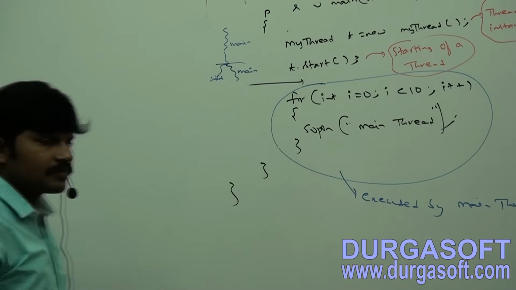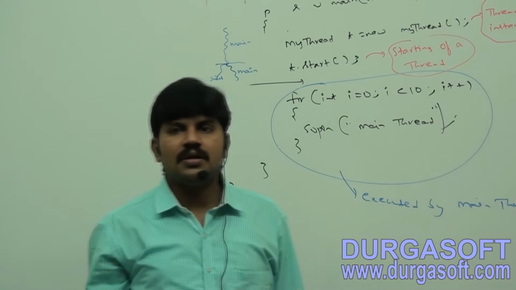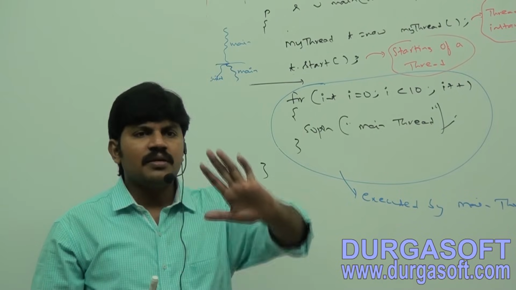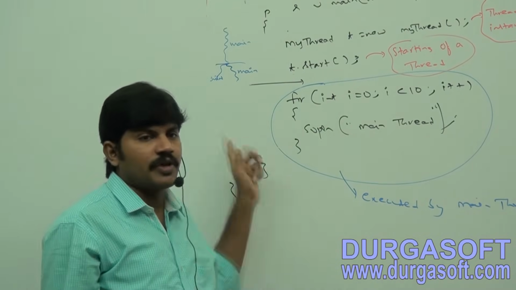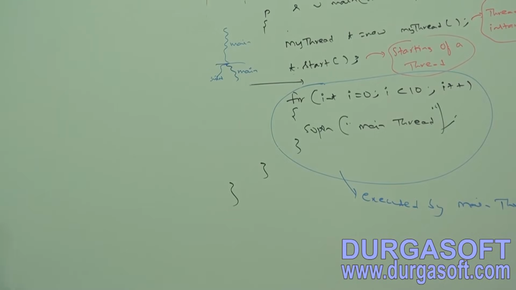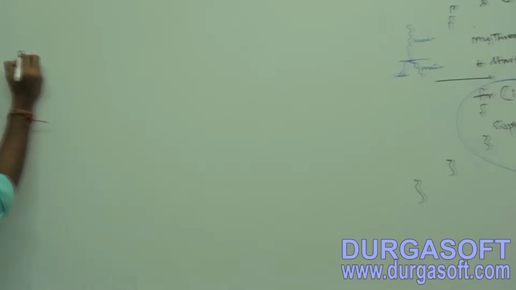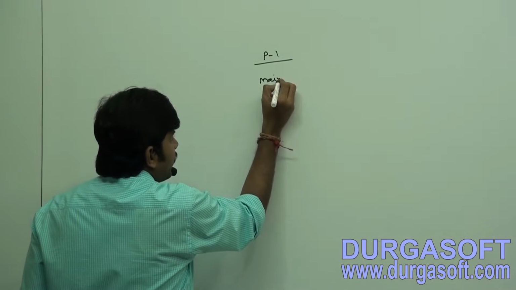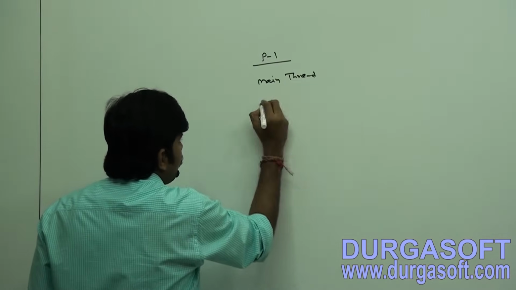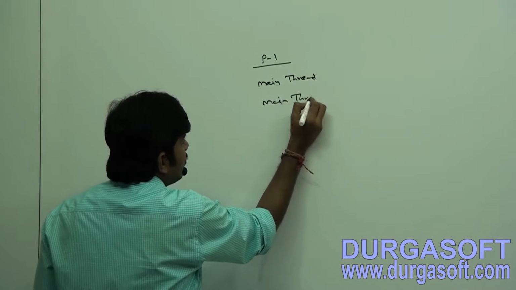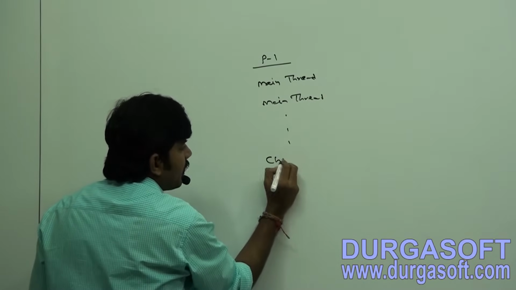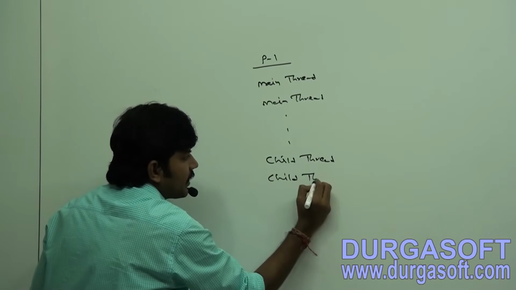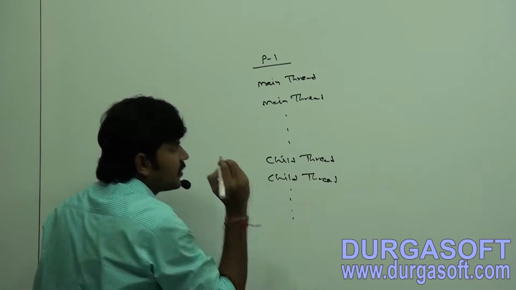Okay, this is about the thread scheduler, right? Sir, can you tell some possible outputs for this program? One possibility. Can you suggest any possible output? Main thread 10 times followed by child thread 10 times.